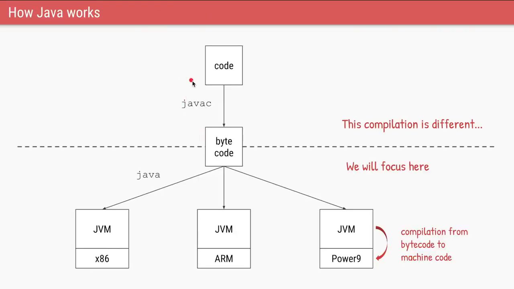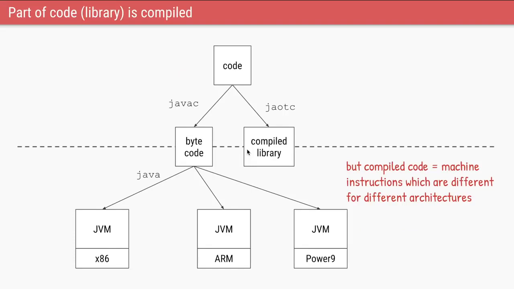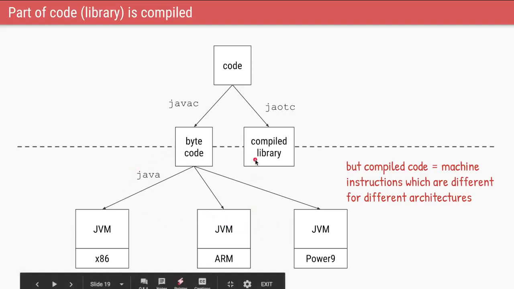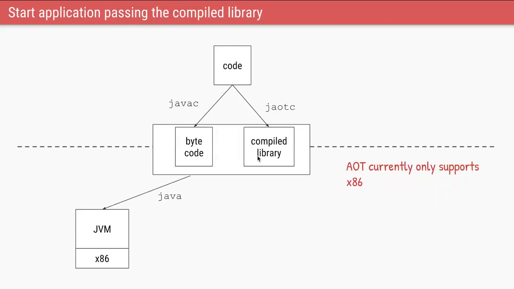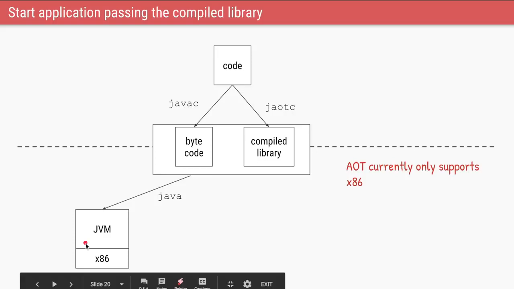In the first slide, we saw how the code is converted into bytecode first. But now we have encountered one problem. Our bytecode is portable. It can run across multiple architectures. But when you compile it, that means you're converting your bytecode into the machine instructions of a particular architecture. So how can this compiled library be cross-platform? The answer is it cannot be. As of Java 9, Java only supports the architecture called x86. So your compiled library will run only on this architecture.